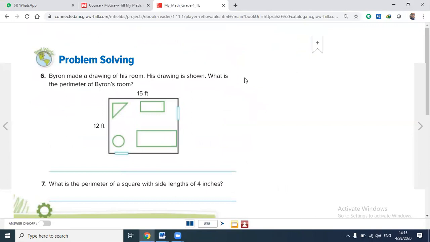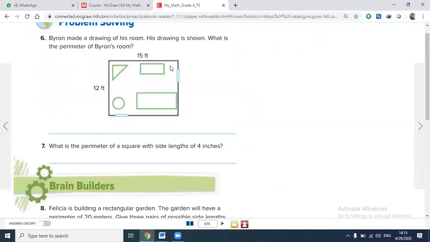Here, as we see, next page, number 6 and 7. Here Byron made a drawing of his room. His drawing is showing, as you see here. What is the perimeter of Byron's room? This room has what shape? What is the name of the shape of the room?